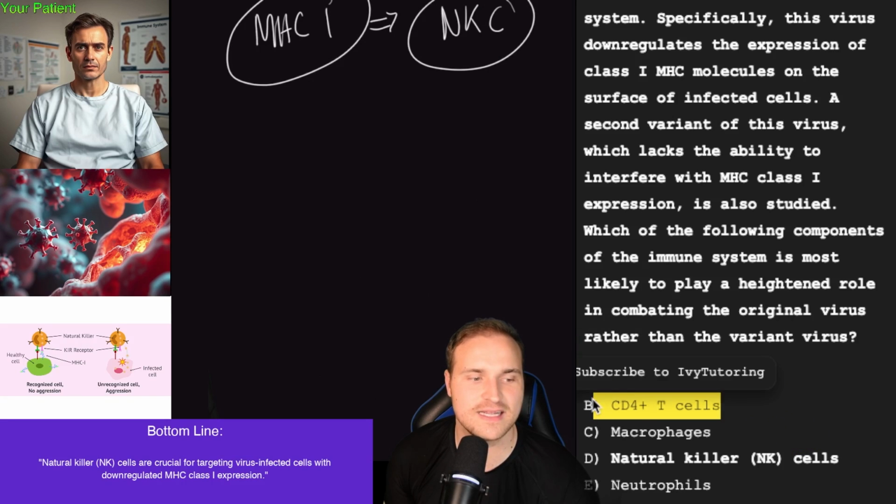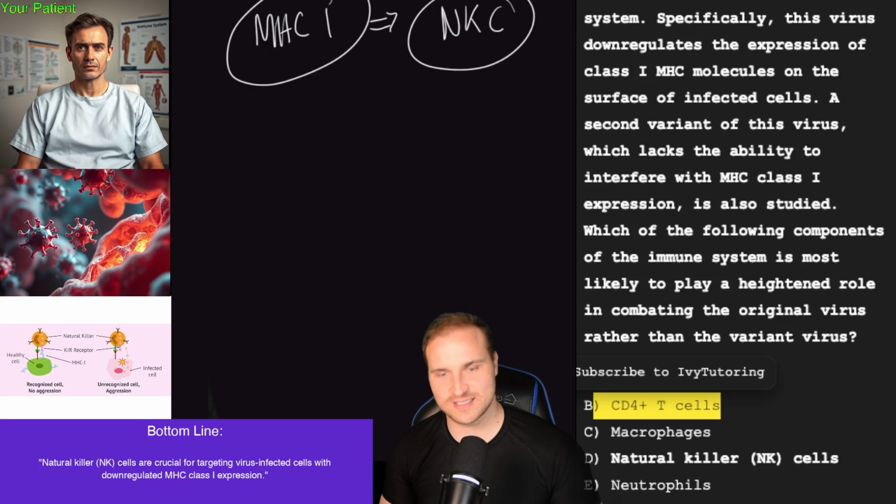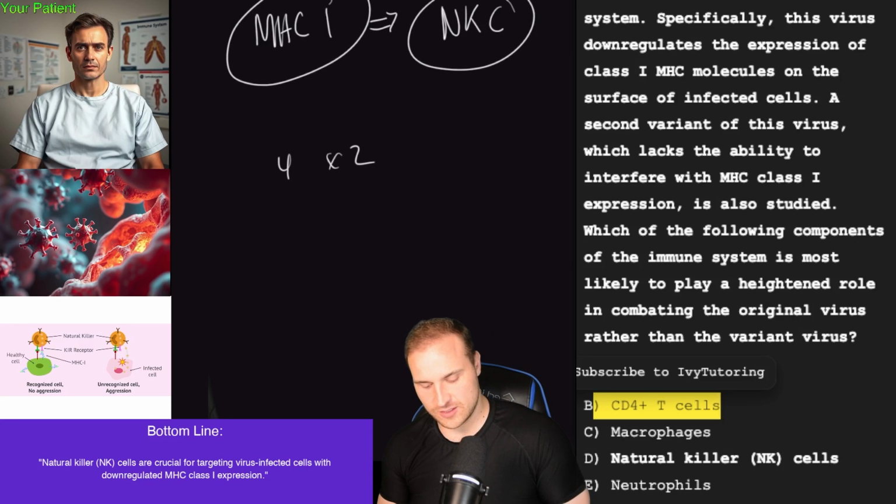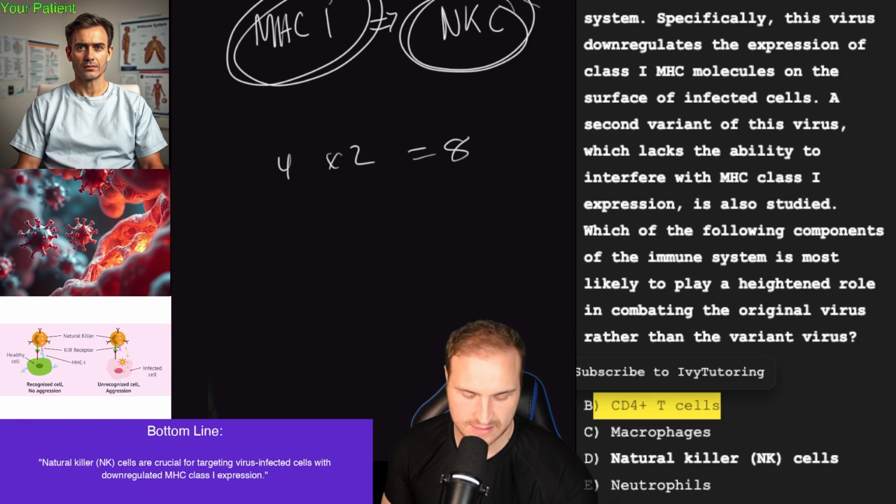What about CD4 positive T cells? Well, those would be MHC class 2 recognition cells. And remember, 4 times 2 is equal to 8, and they always have to add up or multiply to be 8. That's why 1 times the CD8 positives, and the MHC class 2s line up with the CD4 positives. It's not macrophages because that'd be phagocytosis, and those guys target the opsonized extracellular pathogens, not the intracellular viruses. And it's not neutrophils because that would be like bacterial infections and pus, and that's not involved in viral clearance.